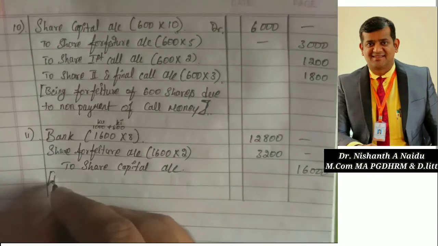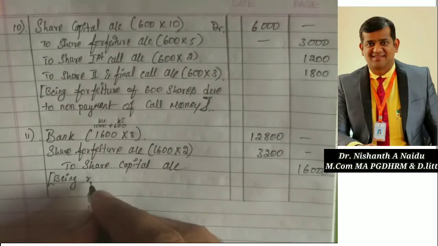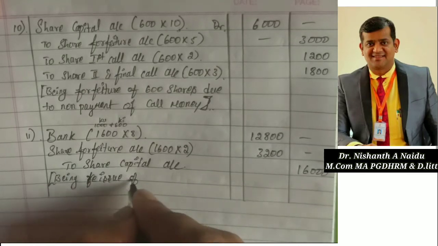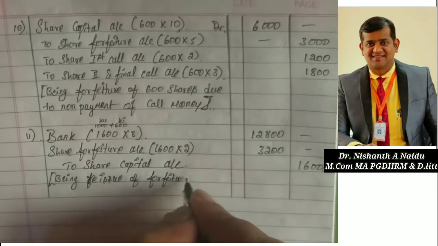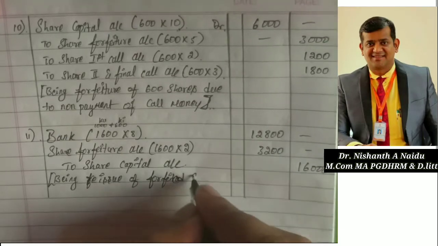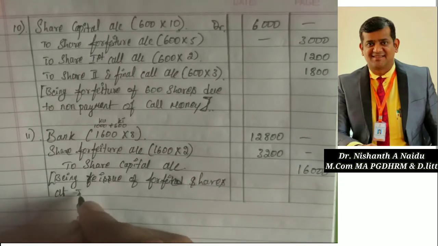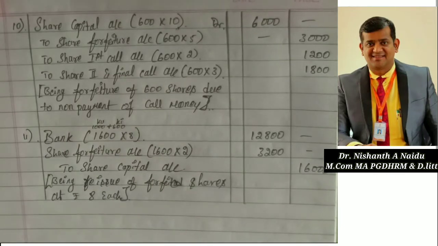Okay, so write the narration being reissue of forfeited shares at rupees 8 each.